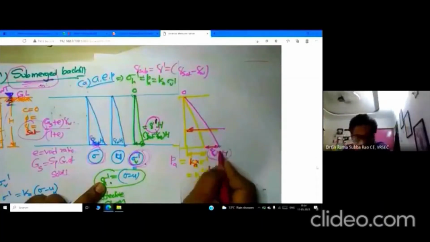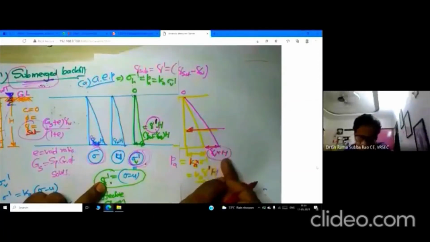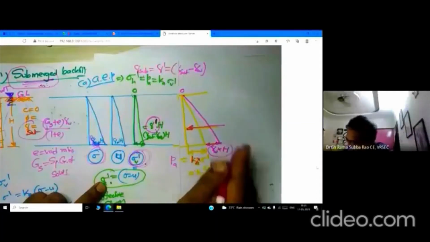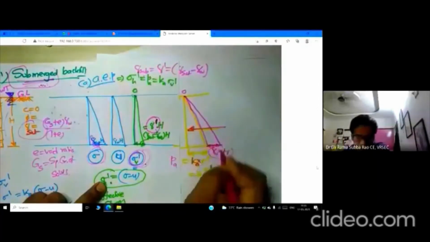No need to multiply with Ka because it is meaningless actually. Why would I write Ka? Ka is the earth pressure coefficient, the active earth pressure coefficient. It is not a water pressure coefficient. Many times students get confused and want to multiply with Ka for water pressure. That's why I am adding the water pressure exclusively, from top to bottom.